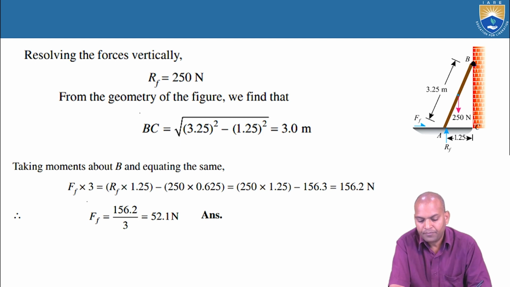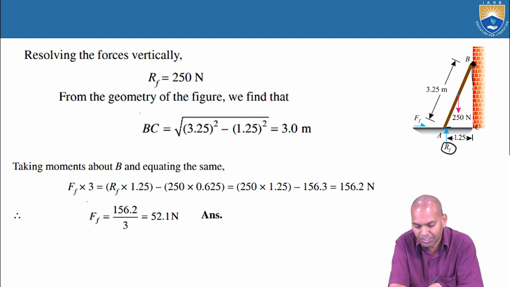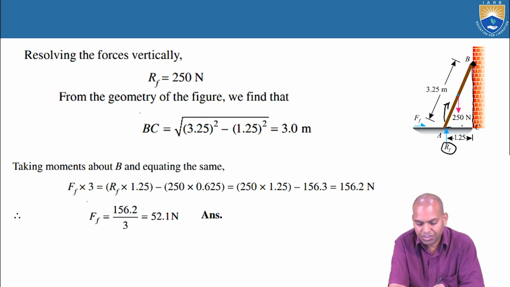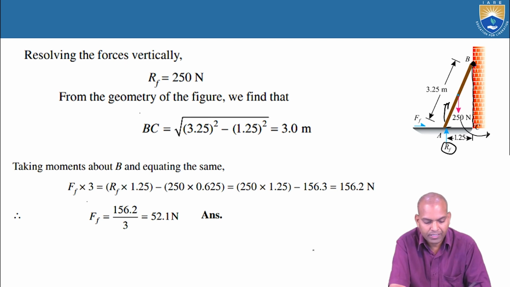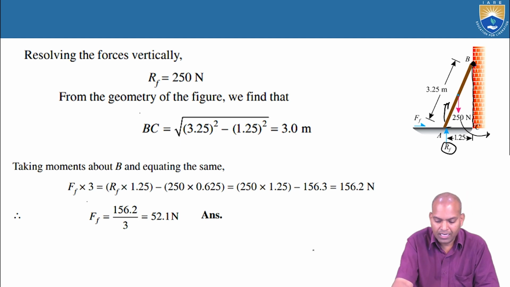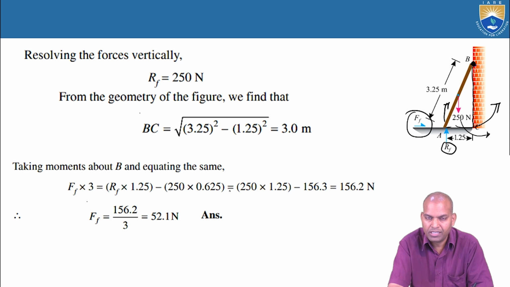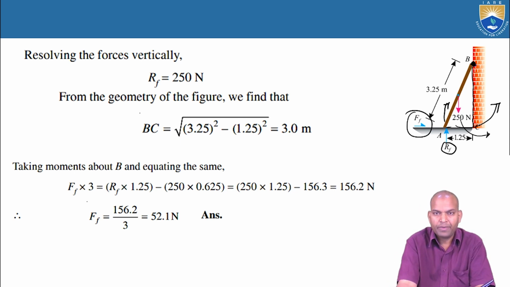This is the point B. What are the forces at point B? This RF into distance, line of action, is in clockwise direction. And what about this direction? It is in counterclockwise. Now one more thing: what about this FF? FF is also here in counterclockwise direction. So we can make the algebraic sum of moments about point B: clockwise moments equal to counterclockwise moments.